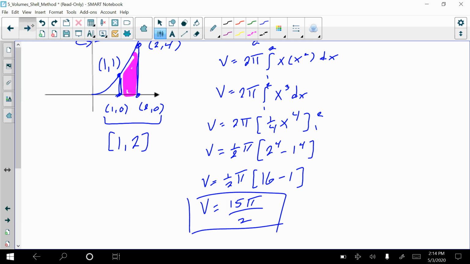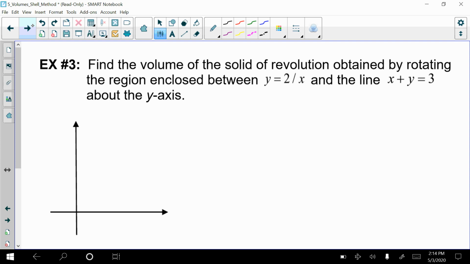So now let's go on and take a look at the last example that we have in our notes. Find the volume of the solid of revolution obtained by rotating a region enclosed by a rational expression, y is equal to 2 over x, and a linear expression about the y-axis. Okay, so because we're rotating it around the y-axis again, we want to leave things in terms of y. So immediately the first thing I'm going to want to do is take this and put it in terms of y. So that's going to be y equals negative x plus 3.